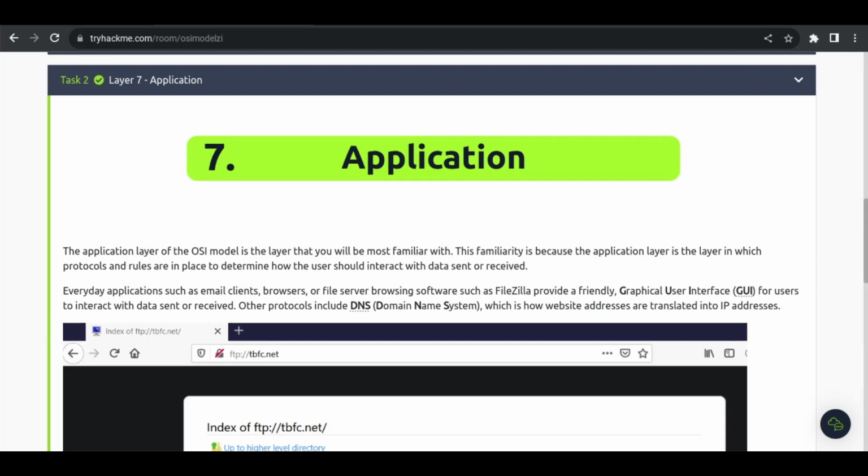Layer 7, application. The application layer of the OSI model is the layer that you will be most familiar with. This familiarity is because the application layer is the layer in which protocols and rules are in place to determine how users should interact with data sent or received. Everyday applications such as email clients, browsers, or file server browsing software such as FileZilla provide a friendly graphical user interface for users to interact with data sent or received. Other protocols include DNS, Domain Name System, which is how website addresses are translated into IP addresses.